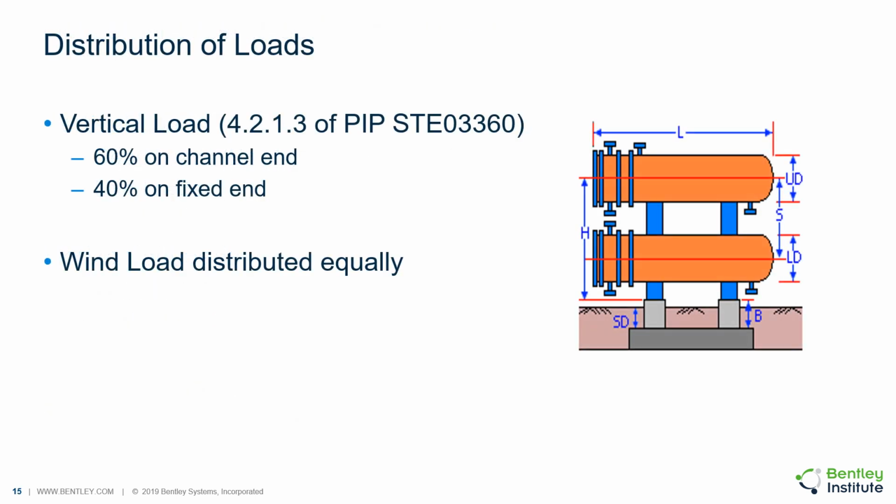In the next few slides, we are going to discuss how the loads are distributed between the channel end or the sliding end and the shell end or the fixed end. As per section 4.2.1.3 of PIP STE03360 document, for most common heat exchangers, 60% of the vertical load is considered to act at the channel end and 40% is considered to act at the shell end. The wind load is generally considered to be equally distributed between the supports.